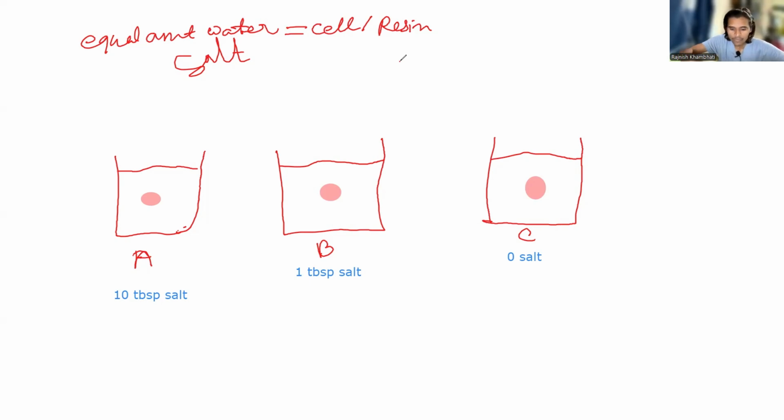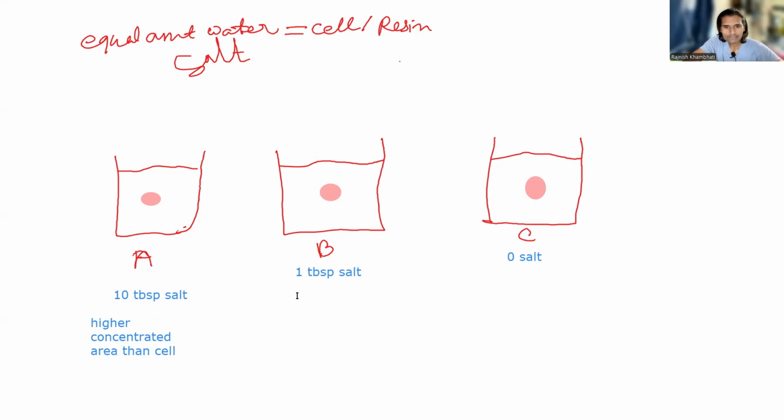What is happening in A? In A, there are 10 tablespoons of salt. That means the salt is in the outside water. So the outside solution is higher concentrated than the cell, because you can see there are 10 tablespoons of salt there.